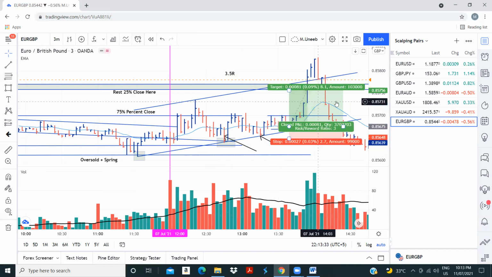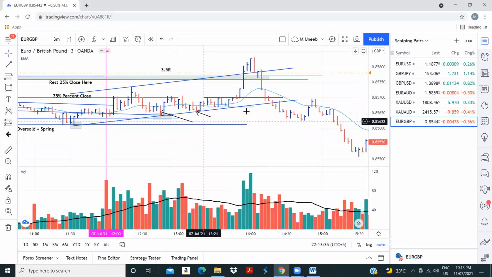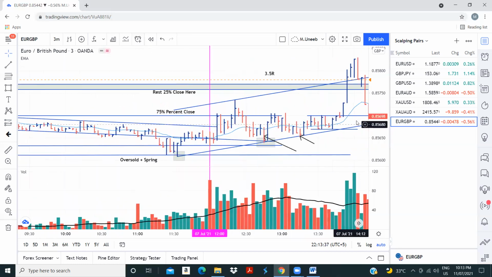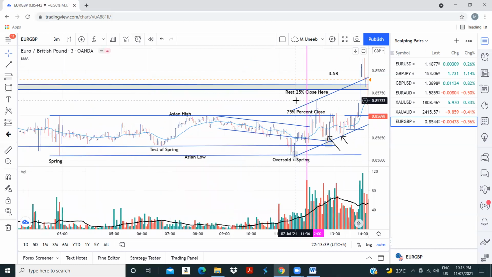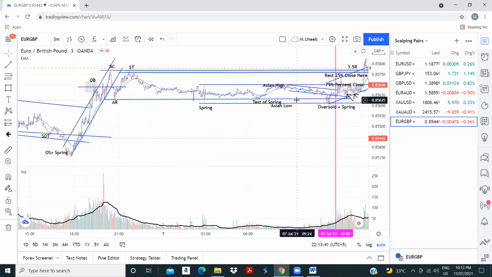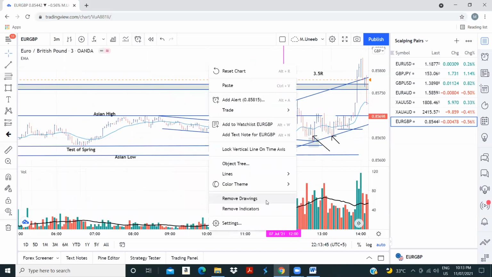Yes. If you miss the London entry, it doesn't matter. You will get a re-entry opportunity. Do you understand? So you understand the whole structure, how I draw the structure and how I enter. Yes, I understand.